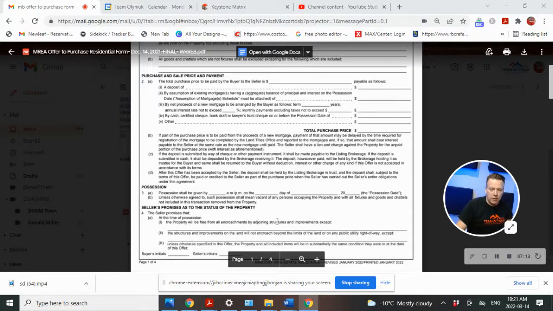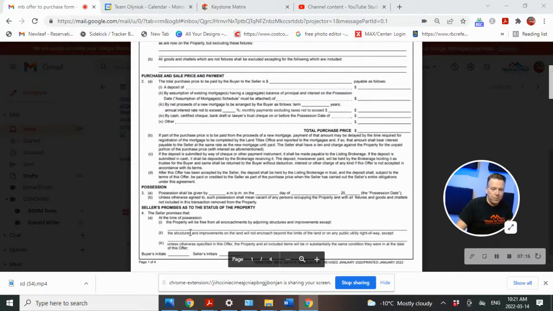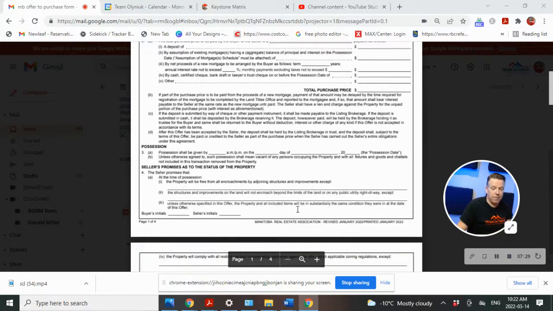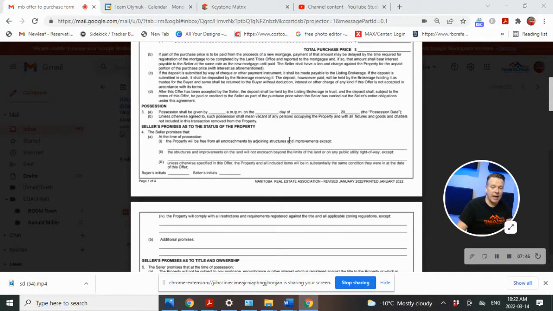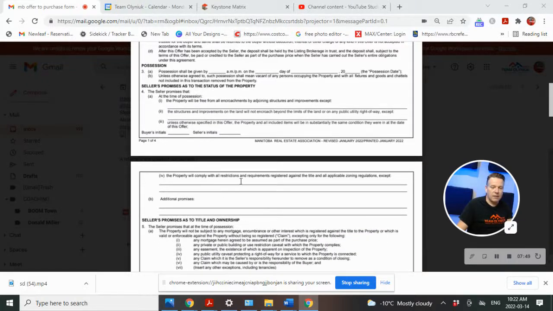As we get into other things here, make sure that there are no structures or improvements encroaching. Make sure there's not a garage or a shed that's partially on other people's property. There can also be things about shared driveways, and that's more common in rural properties. You see a driveway come in and split off, so they have a shared driveway agreement. You don't generally see that in the city, but it can happen. And then there are restrictions and requirements registered against the property and the title.